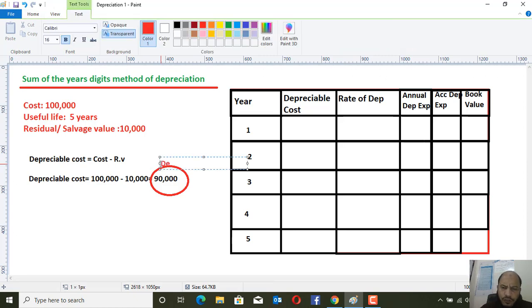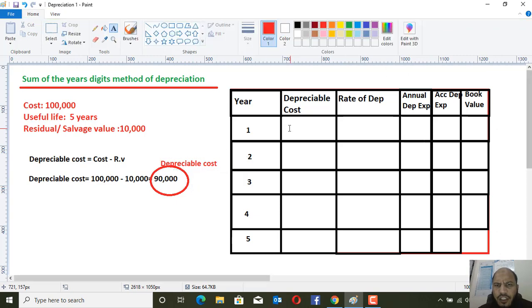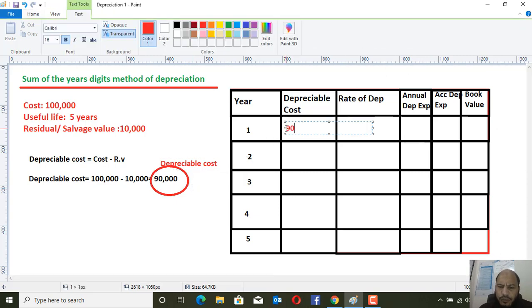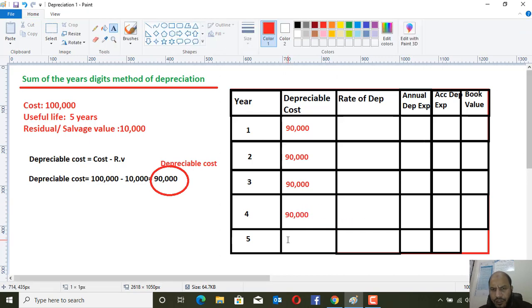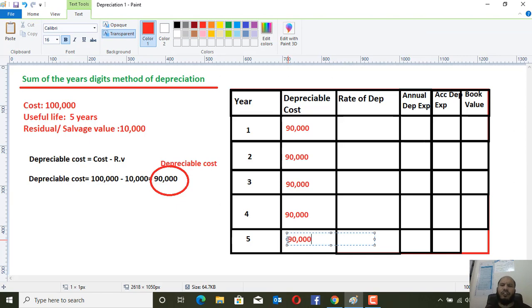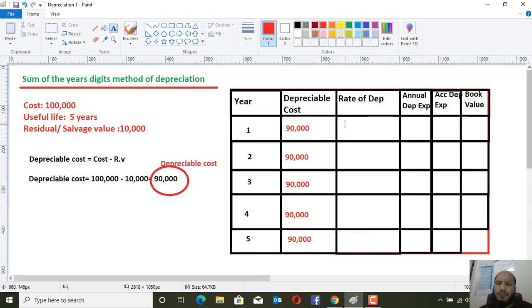Depreciable cost. So we will take this cost over here, our depreciable cost is 90,000, and we will write this 90,000 in each row. So see, I will record the depreciable cost for each row. What is the rate of depreciation?